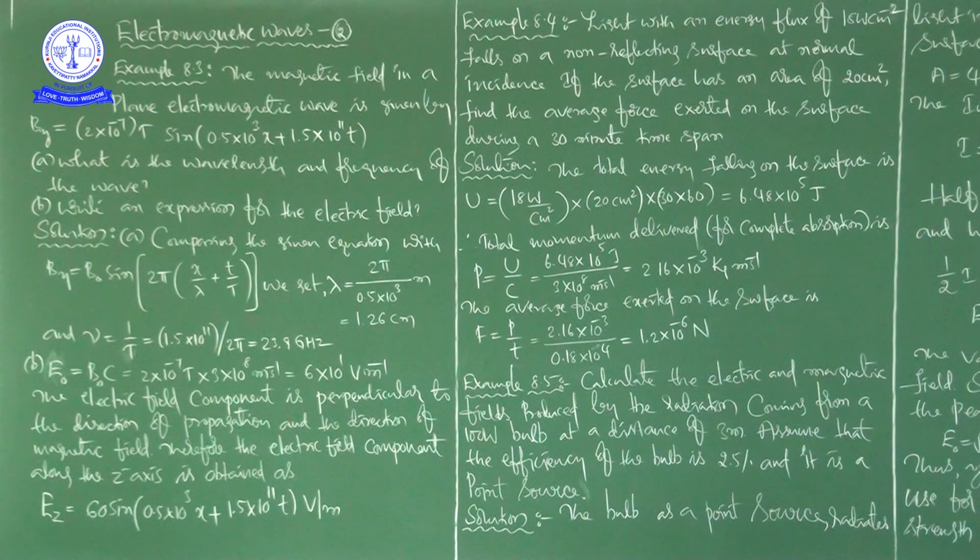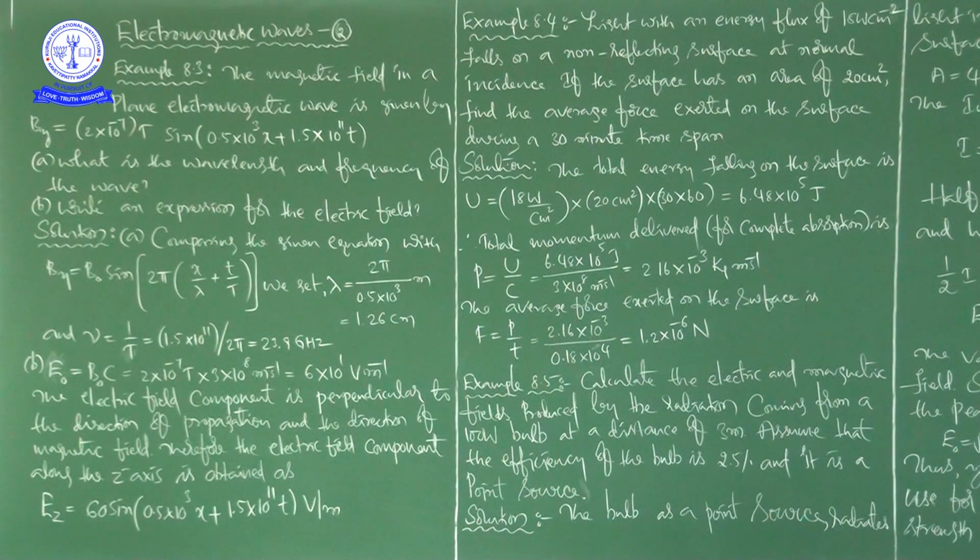See, from this formula, E naught is equal to B naught into C, that is equal to 2 into 10 power minus 7 Tesla into 3 into 10 power 8. So if you complete this mathematical calculation, 3 2 is 6, no, and 10 power minus 7 and 10 power 8, here we are getting 10 power 1. So it is 6 into 10 power 1, otherwise 60 volt per meter. Next, example 8.4.